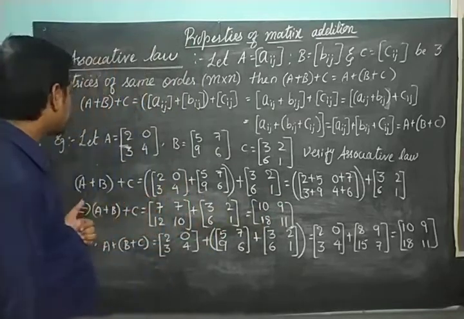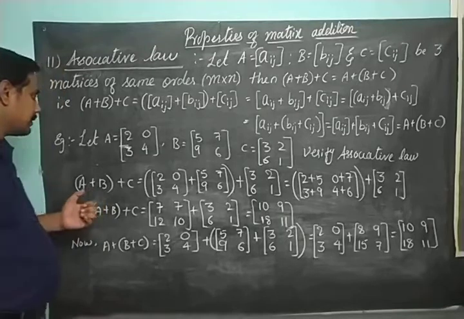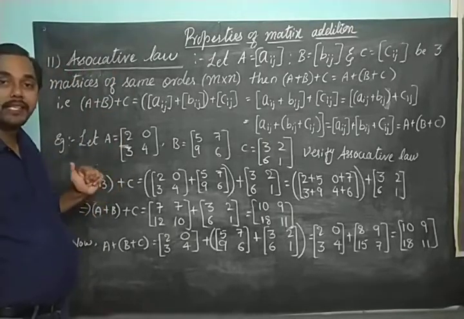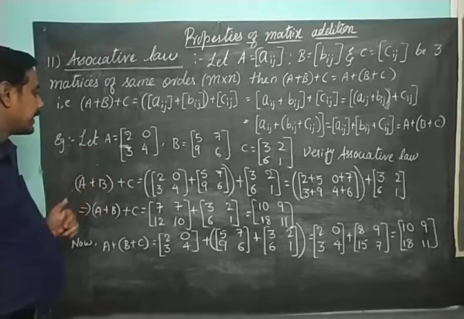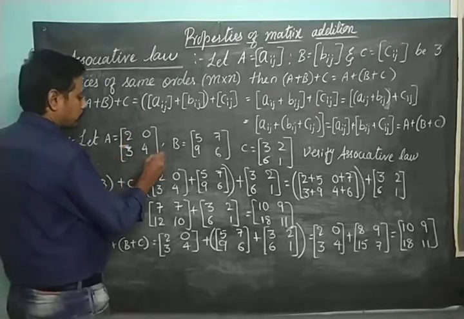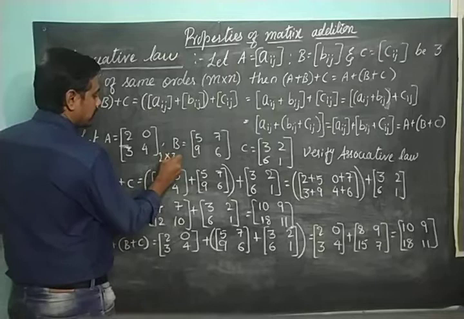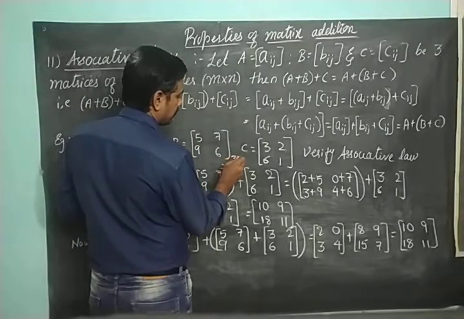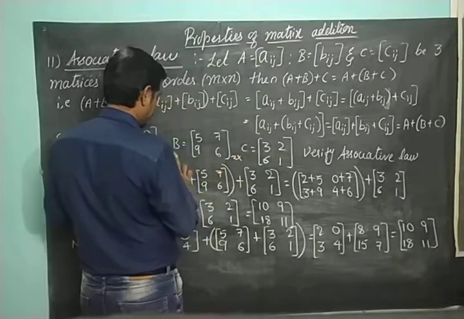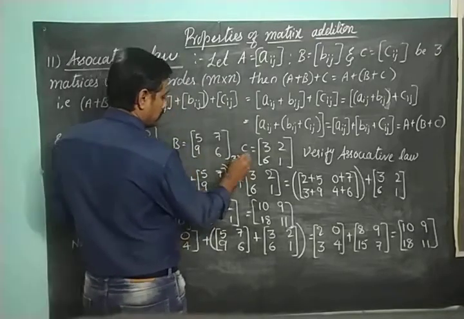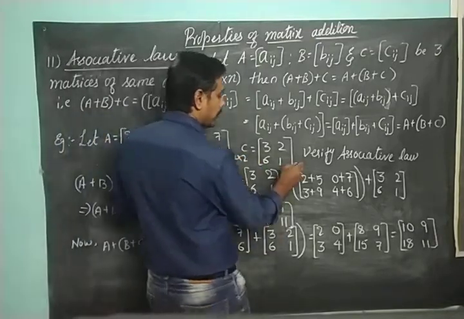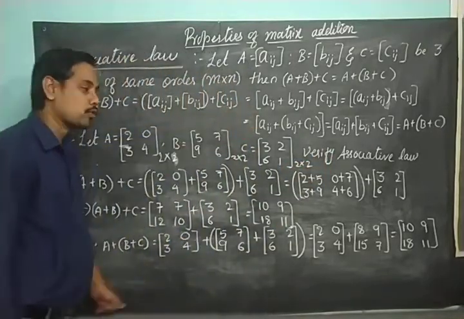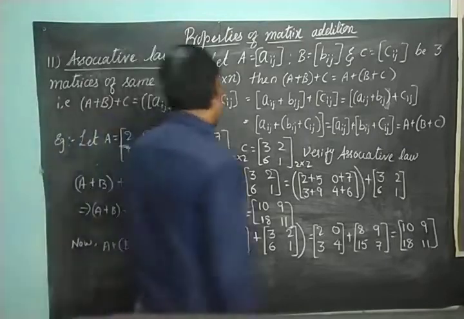Alright, now let us understand it with a simple example. One thing is, the order of A, B and C should be the same. Let A equal 2, 0, 3, 4. What is the order? 2 cross 2. B is 5, 7, 9, 6, which is 2 cross 2. And here also we have C as 2 cross 2. Now let us verify the associative law.